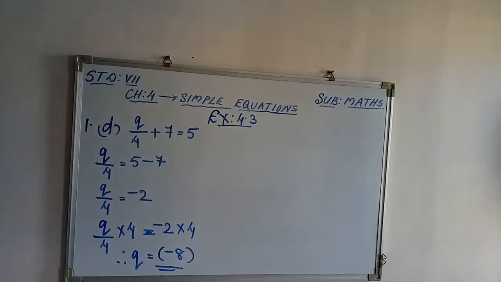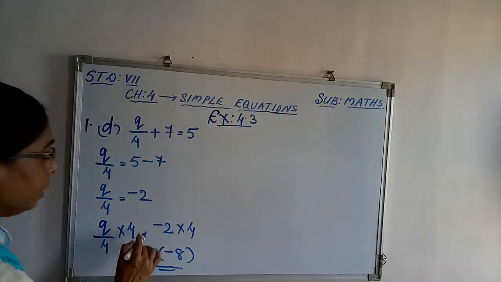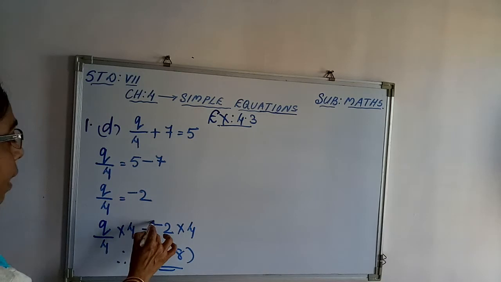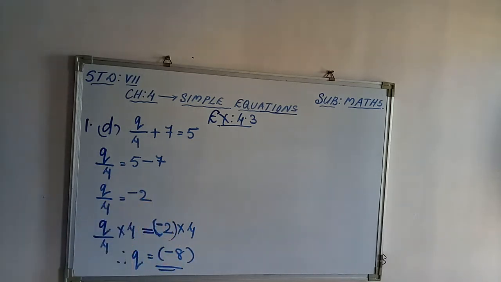Okay, here also you have to write the final statement. Don't stop actually here. The final statement you will write as: q is equal to minus 8 is the solution of the given equation q upon 4 plus 7 is equal to 5. That should be the final statement.